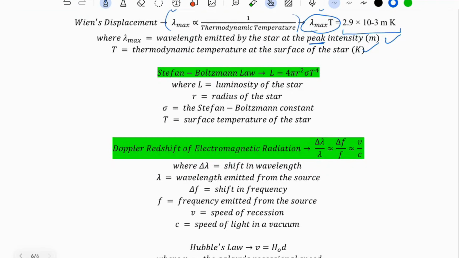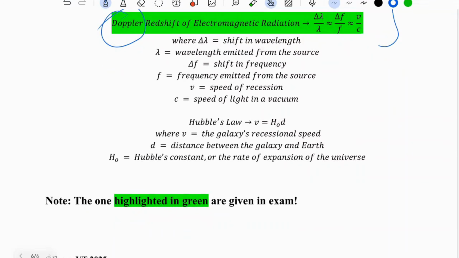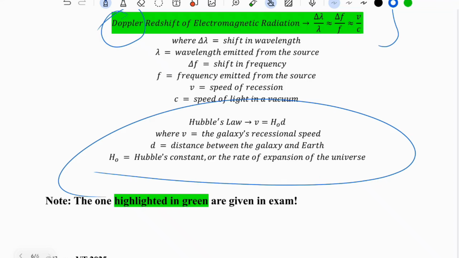And next we have the Stefan-Boltzmann law and Doppler redshift. Both, good news, are given in the exam as well. Doppler redshift for electromagnetic radiation. We learned a bit of Doppler in AS as well. Last one, Hubble's law is not given, but it's very easy to memorize. v equals H naught d, where H naught is your Hubble's constant, d is the distance from the galaxy to Earth, and v is the recession speed. So that's about it.